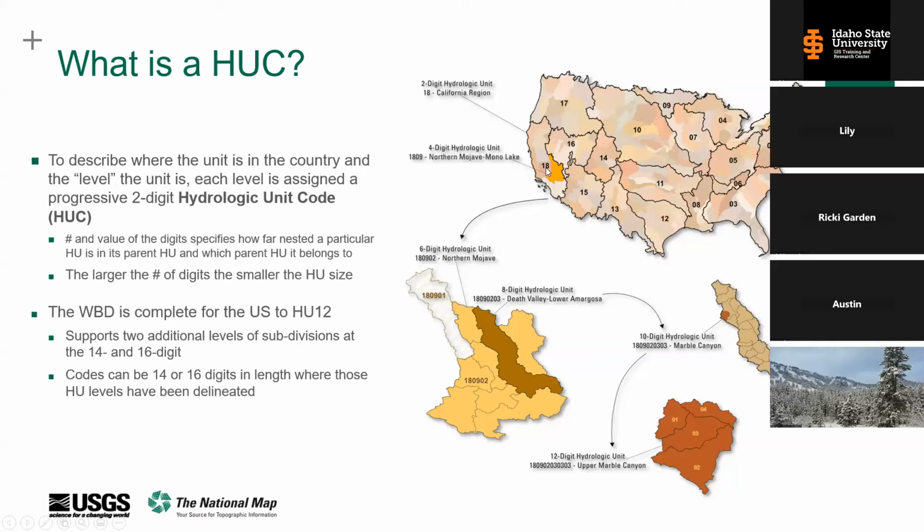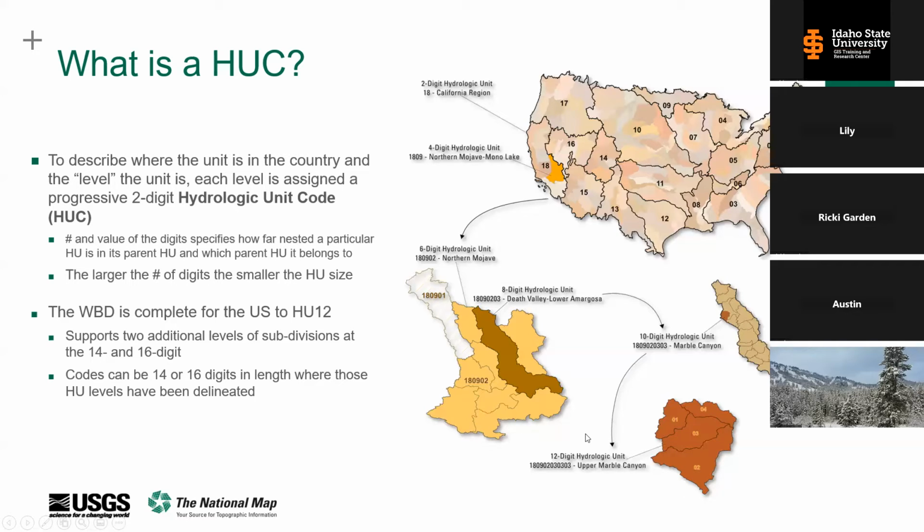But using region 18 as an example, now we're going to subdivide to the next level in the hierarchy. So that's our 4-digit hydrologic unit. Then we subdivide again to our 6-digit, and then to our 8 and our 10 and our 12. So we're breaking out all of these levels in the hydrologic unit hierarchy. And as you can see, as our code gets larger, our hydrologic unit gets smaller in size.